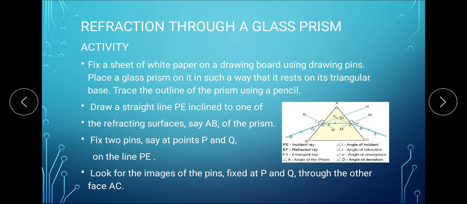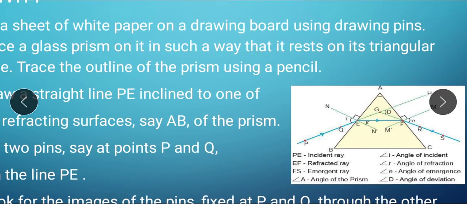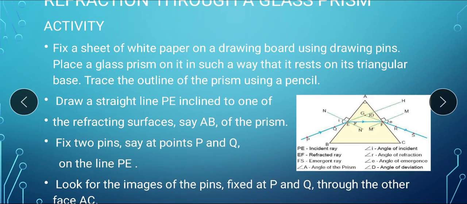Now let's try to understand why this has happened. What is actually happening when light is passing through this prism? Students, when we are looking for the image of the pins P and Q through the other end of the glass prism, light will reflect from these two pins and then it will travel through the glass prism.